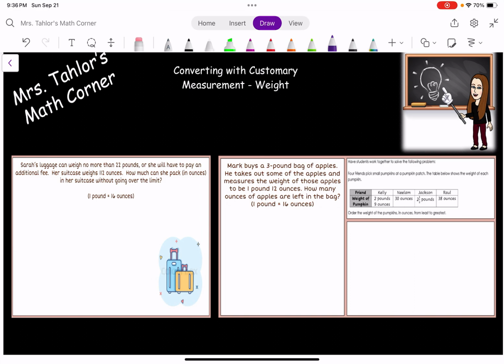Today we're going to be working on converting with customary measurement and weight. We'll start with a problem.